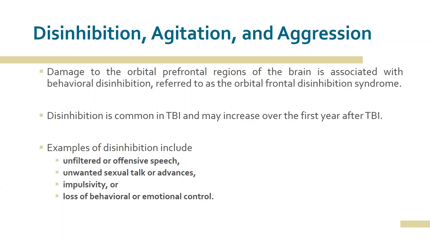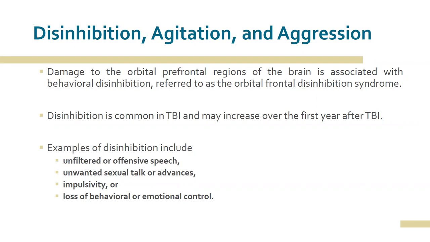Disinhibition, aggression, and agitation. Especially, damage to the orbitofrontal regions of the brain is associated with behavioral disinhibition, referred to as orbitofrontal syndrome or orbitofrontal disinhibition syndrome. This disinhibition is common in TBI and may increase over the first year after TBI.